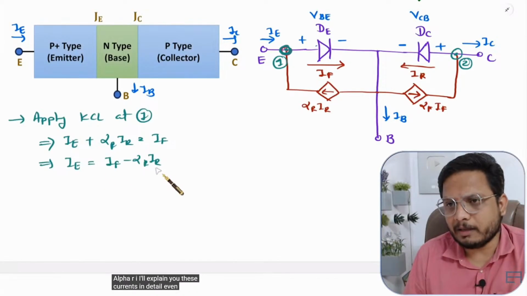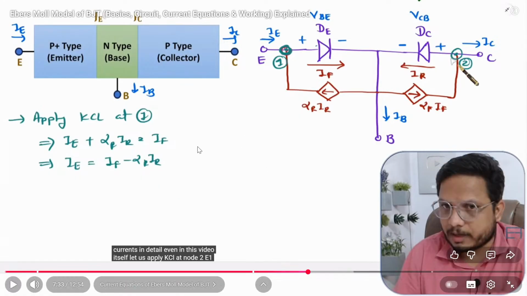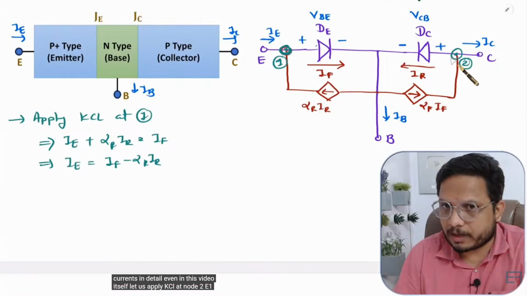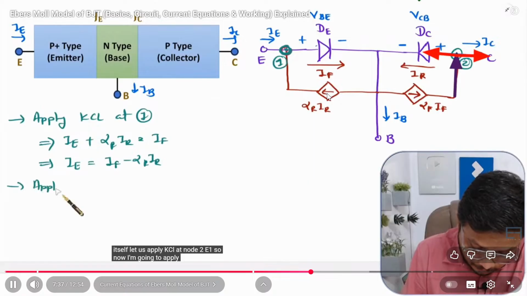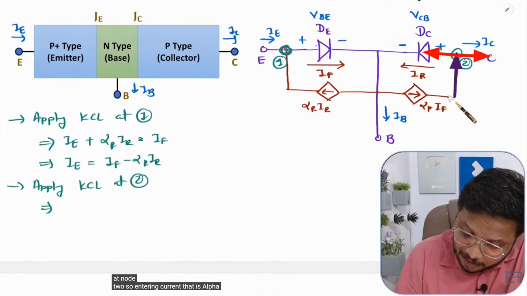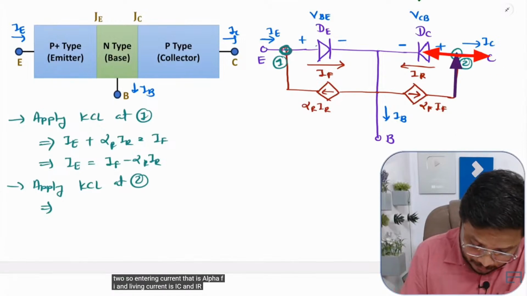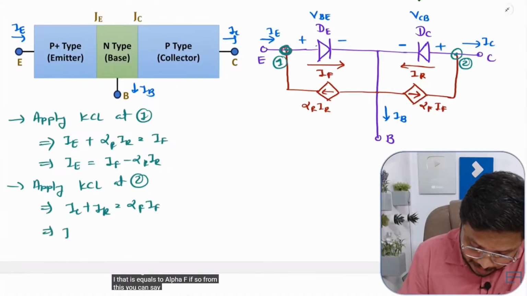I'll explain these currents in detail even in this video itself. Let us apply KCL at node 2 as well. So now I'm going to apply KCL at node 2. The entering current is alpha F IF, and the leaving currents are IC and IR. So IC plus IR equals alpha F IF. From this you can say IC is alpha F IF minus IR.